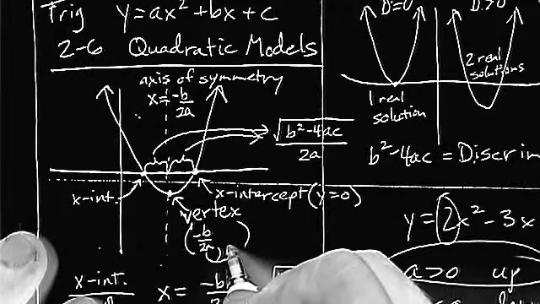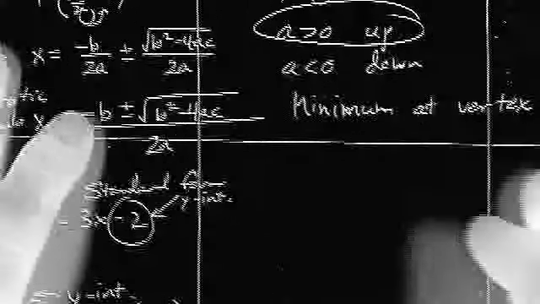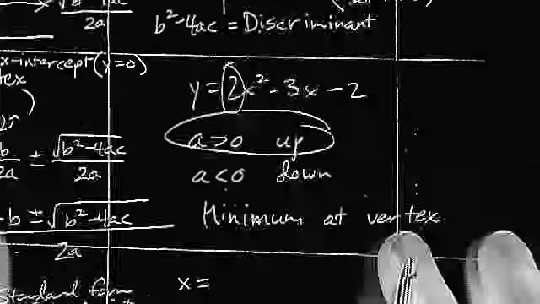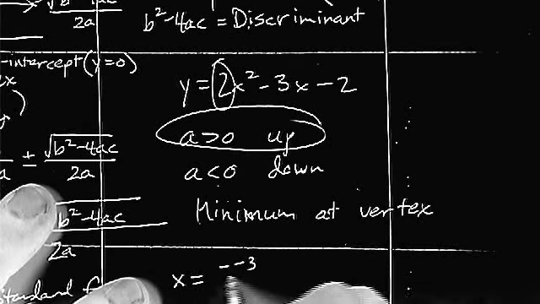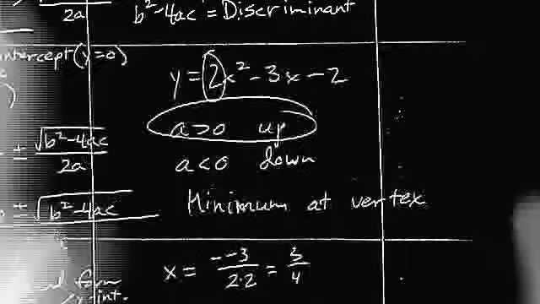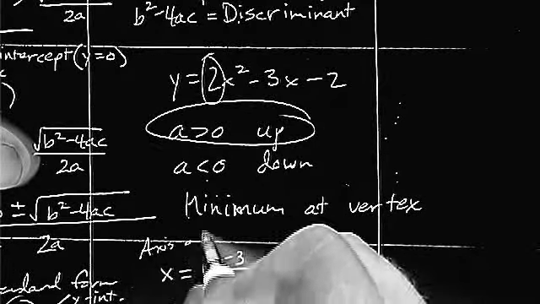Now, how do you think I find the y value that goes with it? You're right. I plug it into the equation. So the axis of symmetry for my equation, let's see here, is x equals the opposite of negative 3 over 2 times 2. That's 3 over 4. So that would be called the axis of symmetry.